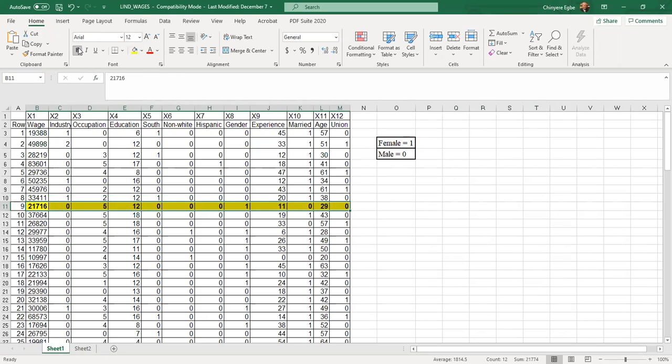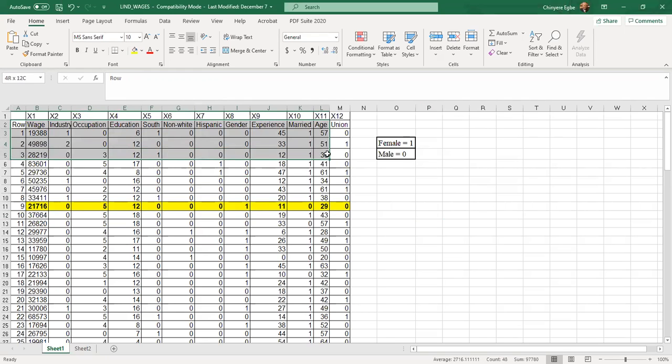Now when you look at that kind of data, you ask yourself, how do you calculate the average wage of the males? And then how do you calculate the average wage of the females? The first thing you do is to sort the data. And I'm going to sort the data.